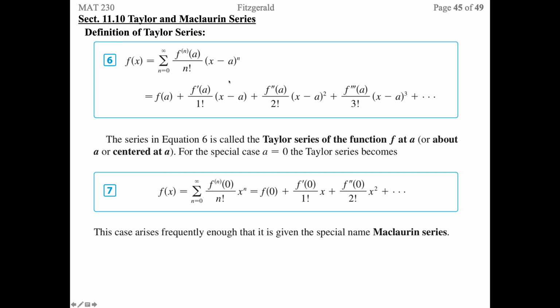All right? Now, we have a special case if a is 0 on our Taylor series. Then we have equation 7, which is known as the Maclaurin series. All right, so what we want to be able to do is to change our functions to one of these two types of series.